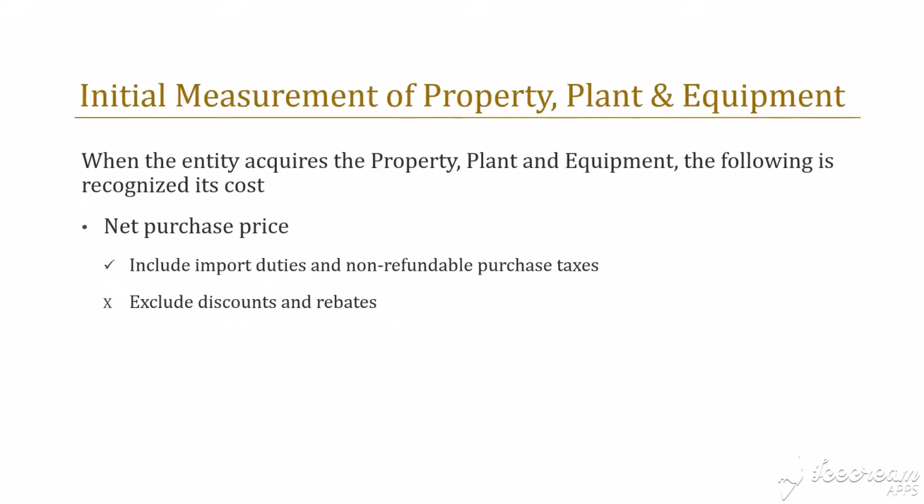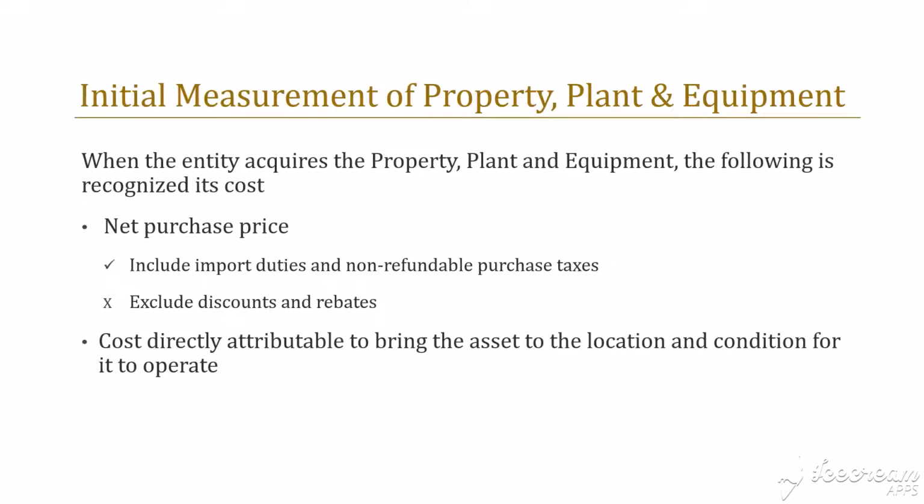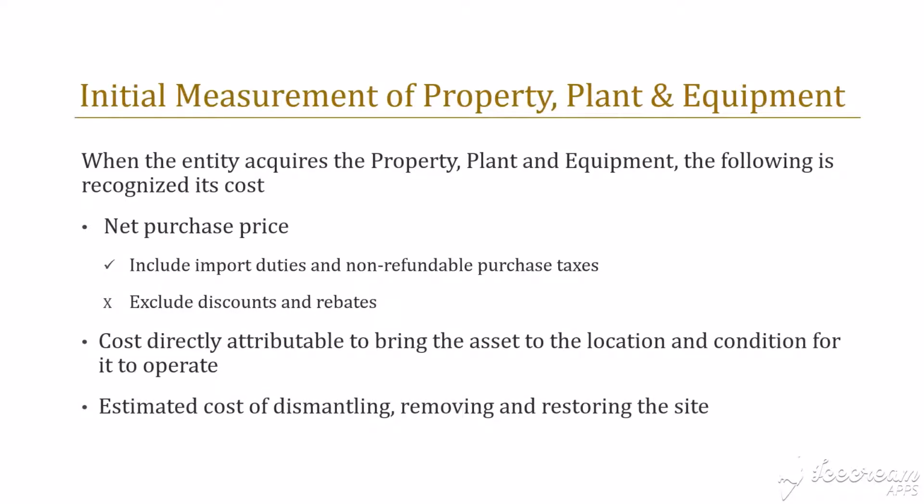If the company incurs any cost directly attributable to bringing the asset to the location and condition necessary for it to operate, this cost would be recognized as part of the asset as well. Some examples are the site preparation costs, initial delivery costs, handling costs, installation costs, assembly costs, testing costs, and professional costs. Lastly, the entity needs to recognize the estimated cost of dismantling, removing, and restoring the site on which the asset is located.